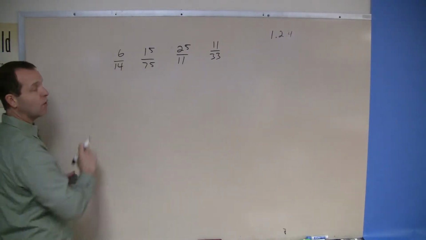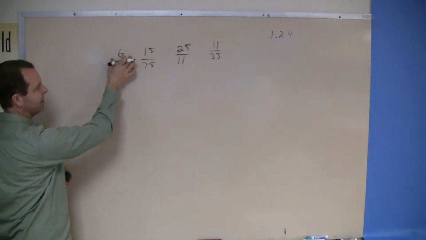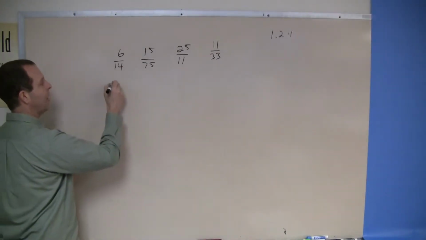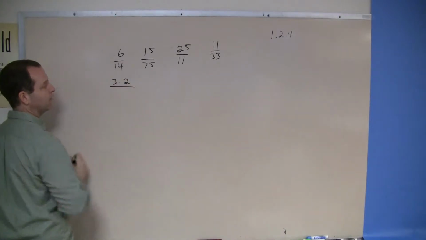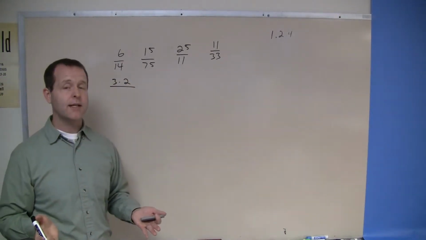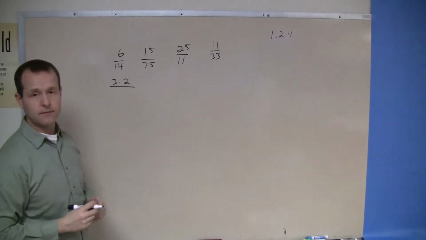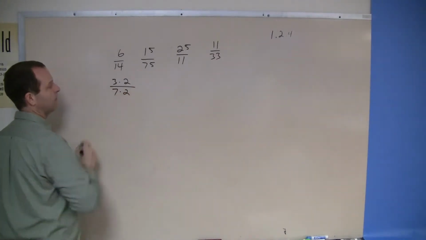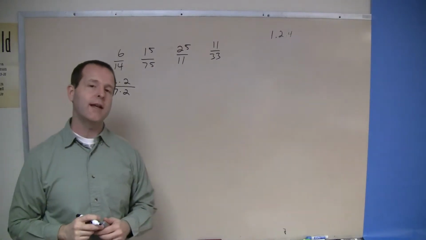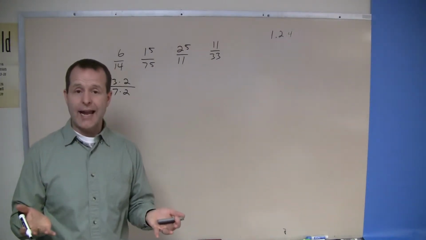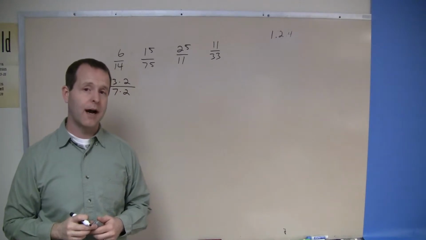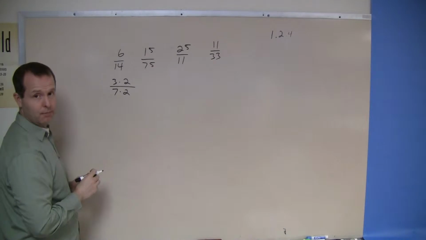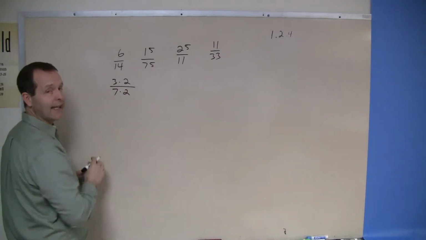So for example, 6 over 14. Can I rewrite 6 as a multiplication of certain factors? Well, let's write it as 3 times 2, which still equals 6. The 14 can be written as 7 times 2. Now I can determine, is there something that's common on the top or the bottom? And I see that there's a 2 on the top and a 2 on the bottom. Well, I can cancel those out.